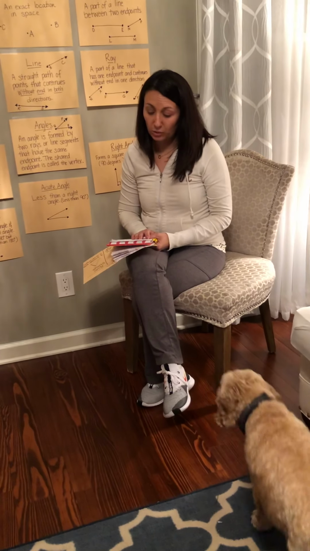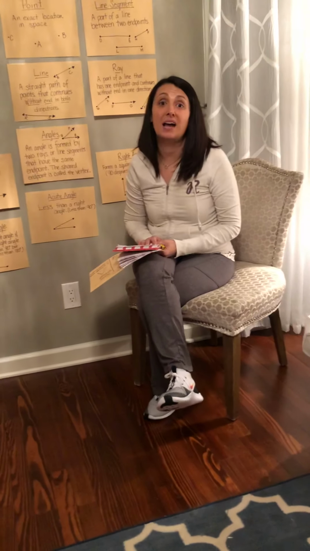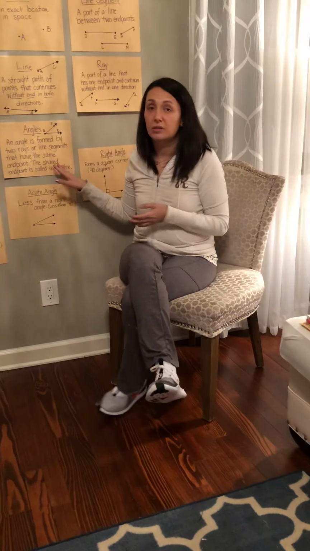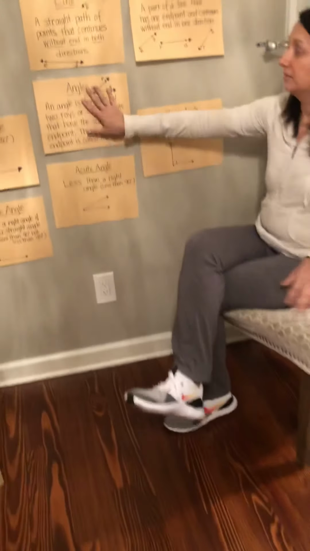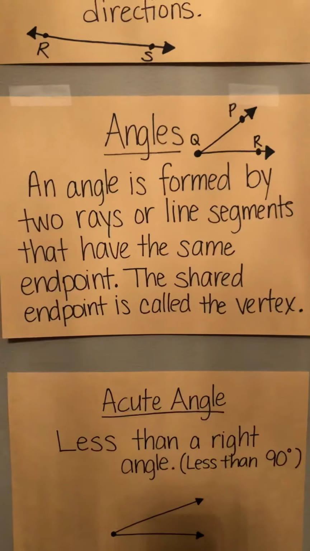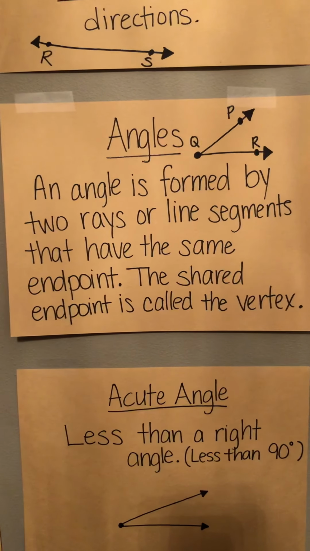Hello boys and girls. Today we're doing lesson 10.2 and we're going to see how we can classify triangles by the size of their angles. Something that we need to review is what we learned yesterday about our angles. Remember, an angle is formed by two rays or line segments that have the same endpoint. The shared endpoint is called a vertex.